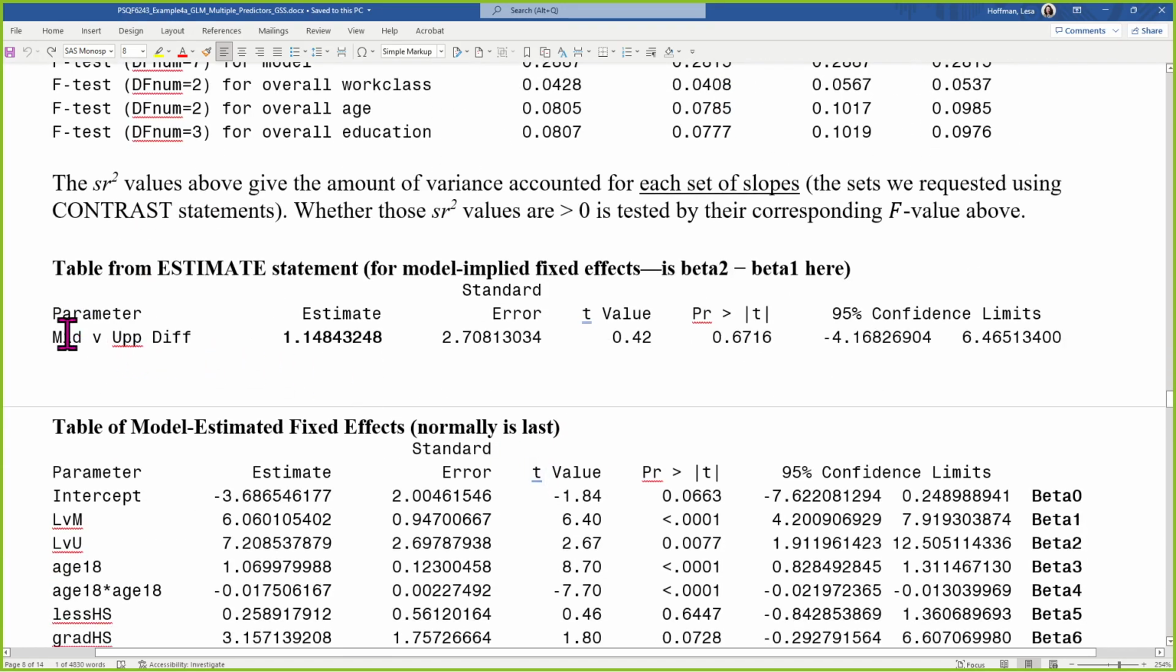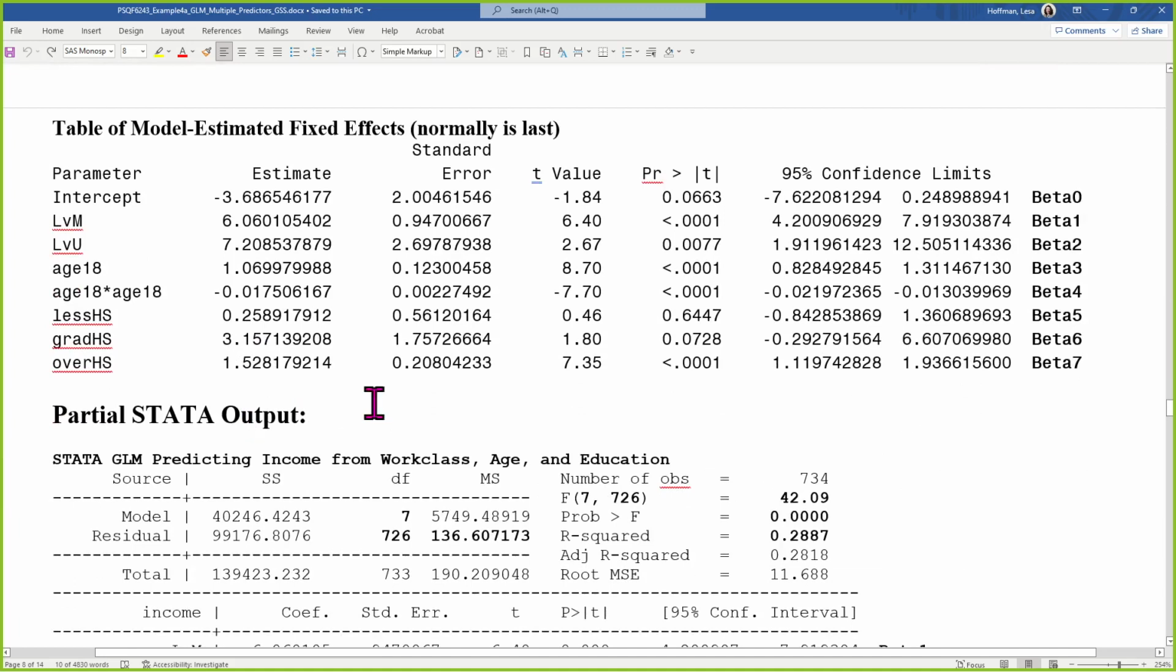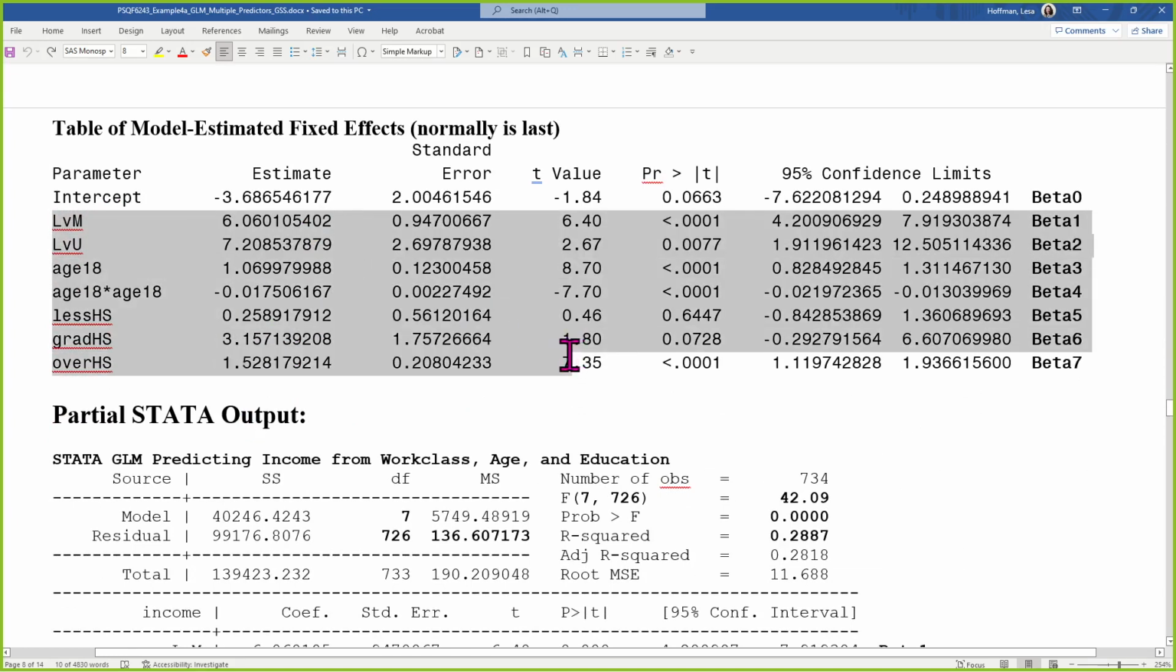Then the rest of the output, here's the result from my estimate for my missing group difference. Here's my table of fixed effects. Would it be helpful to go through this? Or do you feel like you've got a handle on what to do with slopes? What do we think? Yes, please go through it. Okay.